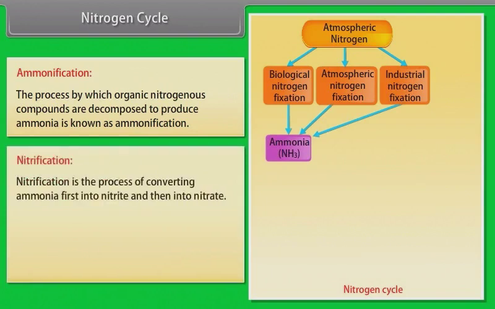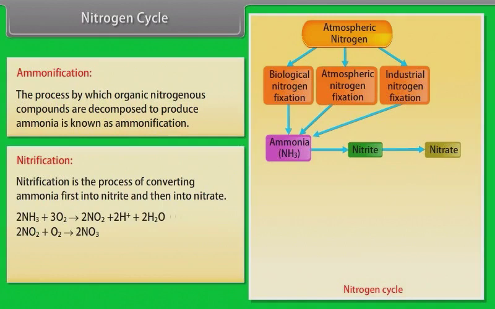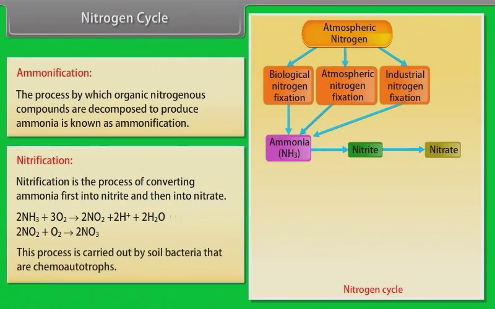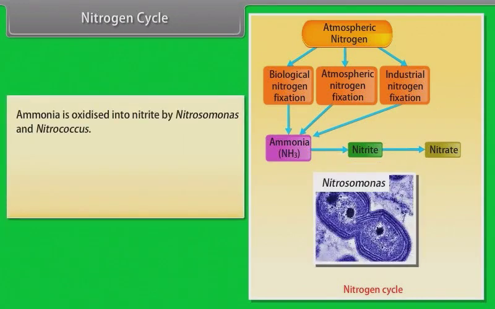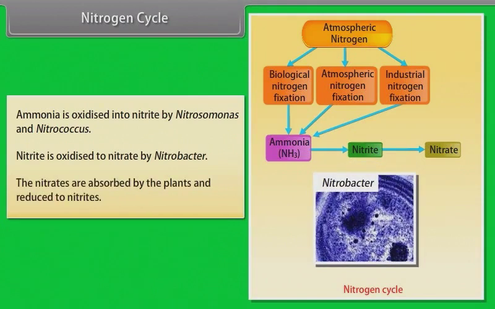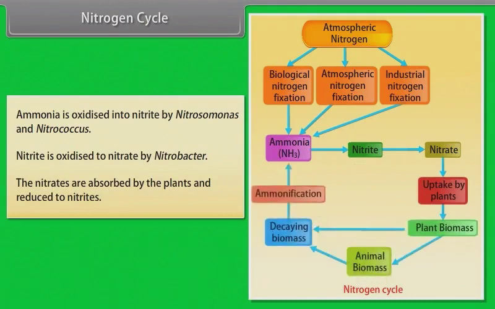Nitrification. Nitrification is the process of converting ammonia first into nitrite and then into nitrate. 2NH3 plus 3O2 gives 2NO2- plus 2H+ plus 2H2O. 2NO2- plus O2 gives 2NO3-. This process is carried out by soil bacteria that are chemoautotrophs. Ammonia is oxidized into nitrite by Nitrosomonas and Nitrococcus. Nitrite is oxidized to nitrate by Nitrobacter. The nitrates are absorbed by the plants and reduced to nitrites.